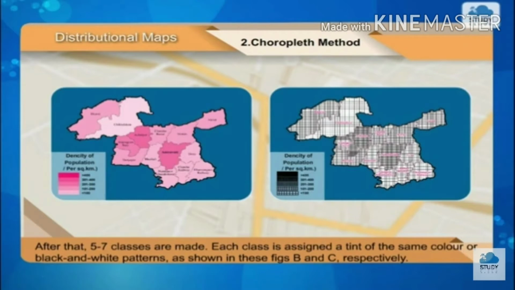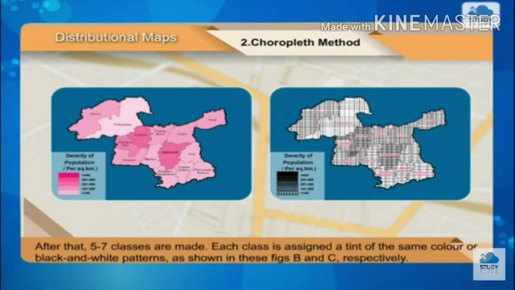As shown in figures A and B, you can see these two maps are of the Amravati district. The distribution of population is shown with the help of a tint of one color, that is pink, which gradually becomes darker as the value increases. Amravati and Achalpur show the highest density, which is more than 400.